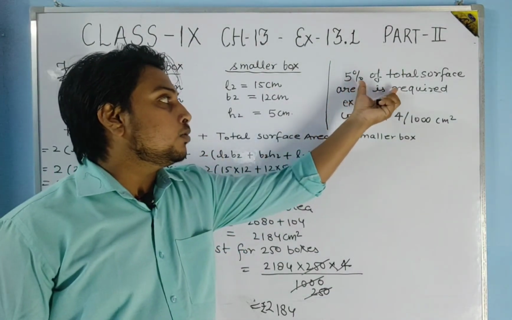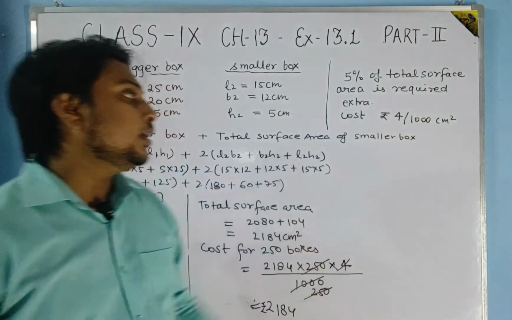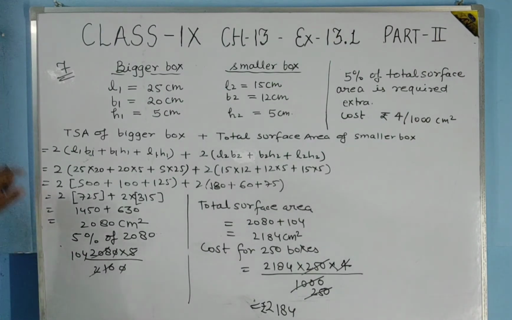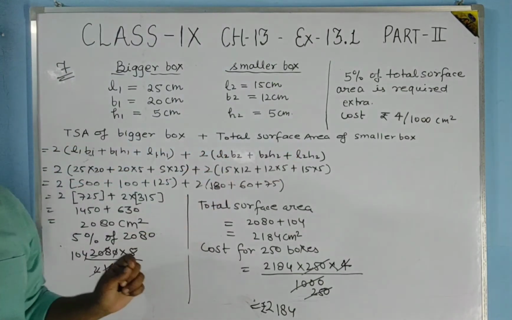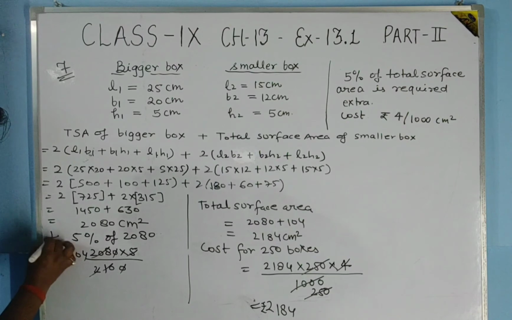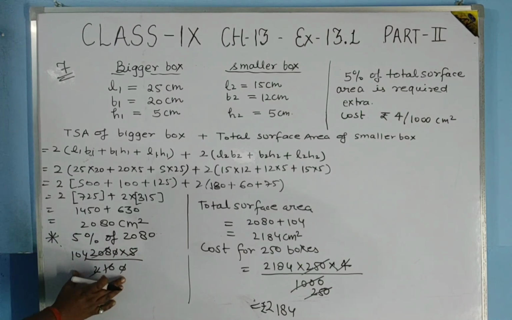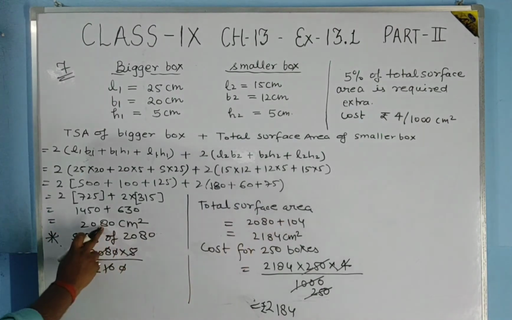Okay, and in the question it is said that 5% extra area will be there and the cost per 1000 centimeter square is given. What I have done here, one more time I am going to tell you: I have found the total surface area of the bigger box and the total surface area of the smaller box. The sum of these two is 2080. Now in the question it is said that 5% of 2080. Why 5%? Because it is said that 5% area is required extra. So for that reason I have found 5% extra, and the 5% extra is 104. So that we have to add in this total surface area.